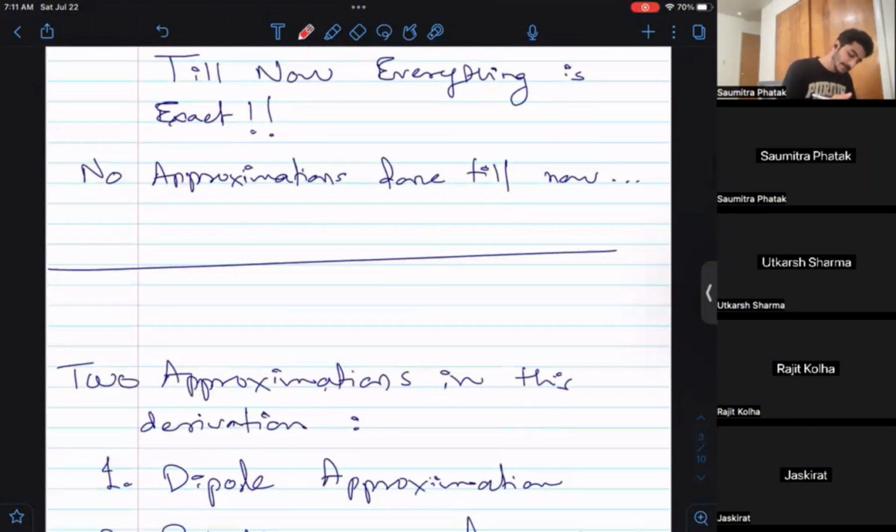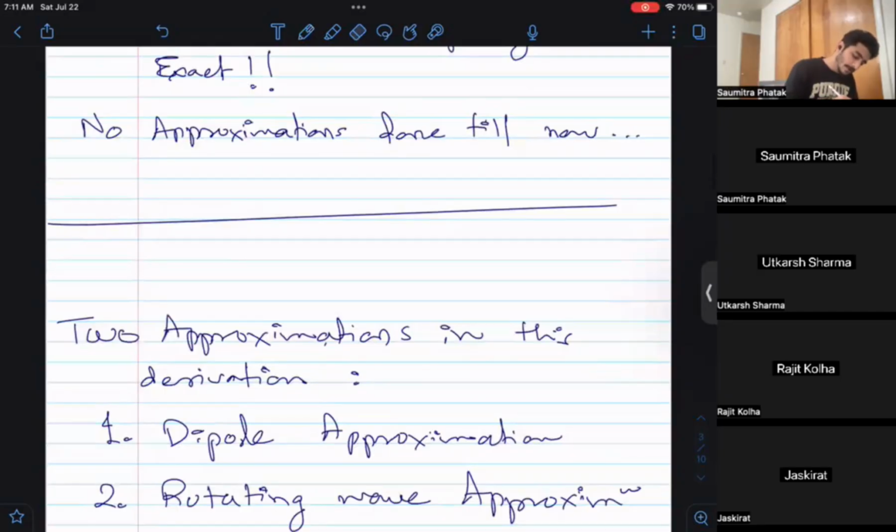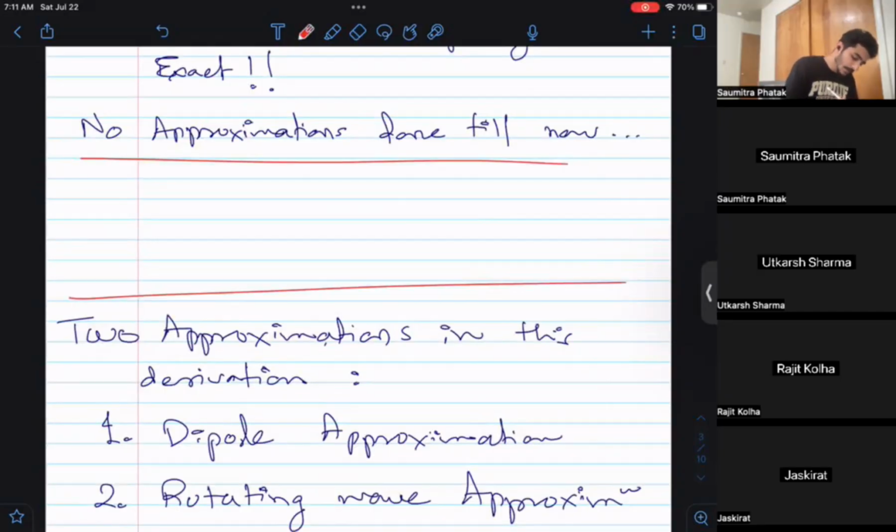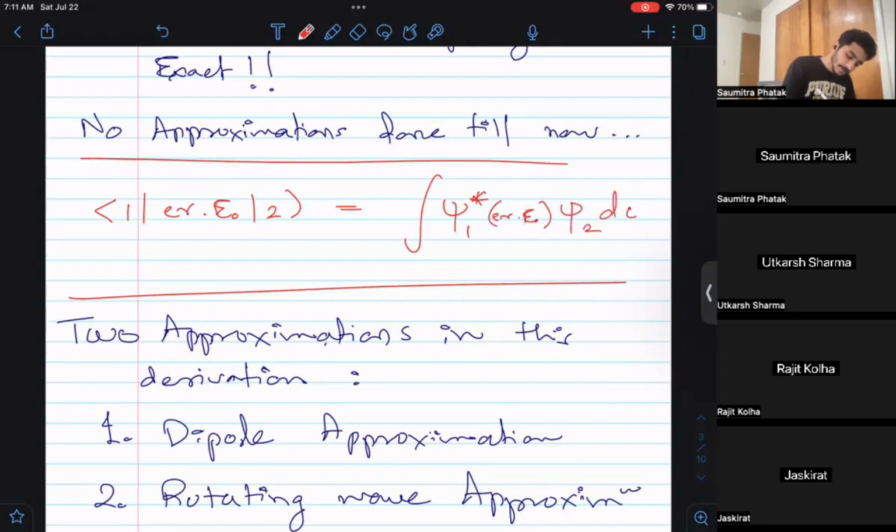Like I said, if you are not very comfortable with Dirac's notation, then what you can understand from this expression is that this is the same as psi1 star, then everything in between in the bracket remains the same, ER, E naught, and psi2, d tau, which is the volume.